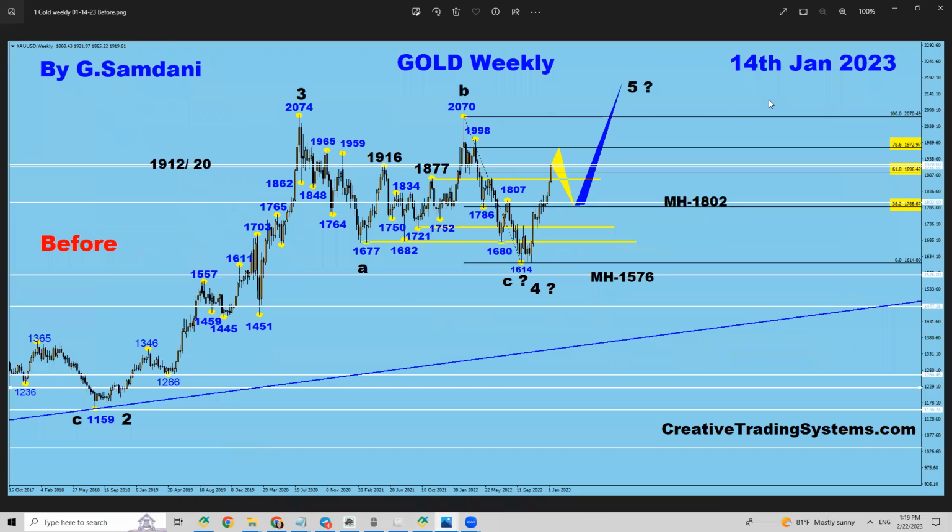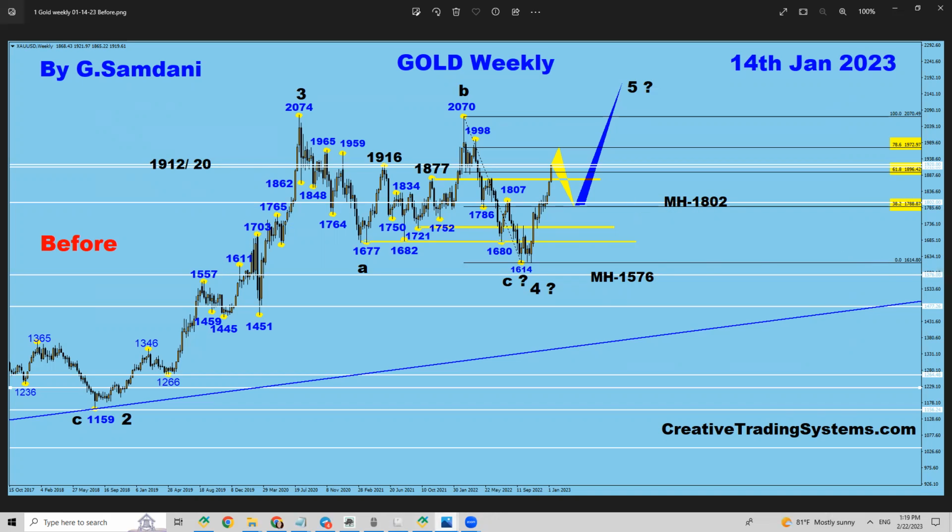This is the chart I made on the 14th January. We were here. I said somewhere from here to this either 78% or these couple of numbers here, 1965, 1959, that will stop the move, the up move, and then we're going to drop back to 1802, right? Or obviously we have a couple other numbers like 1848 and 1834, 1807, right? These numbers. And then this is a monthly number from there.